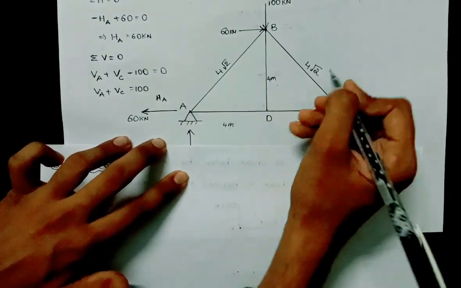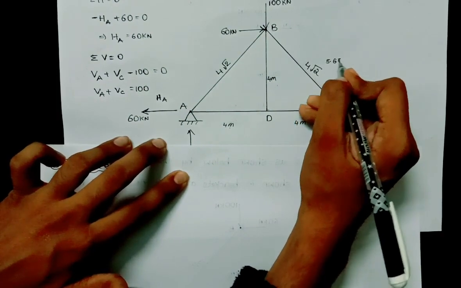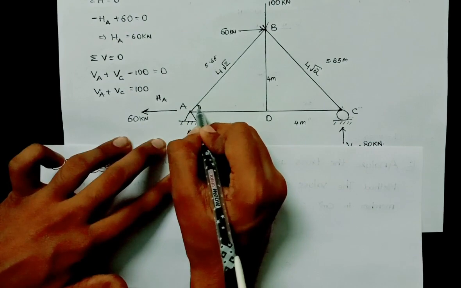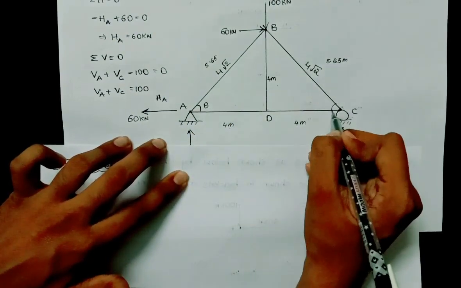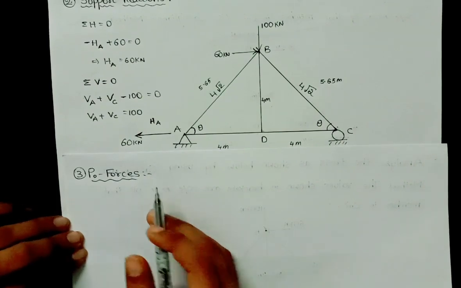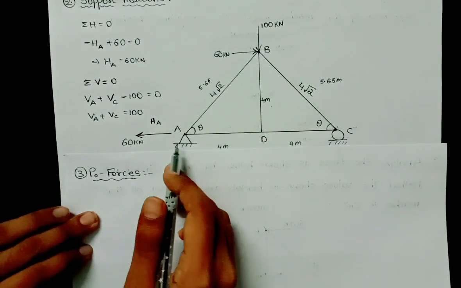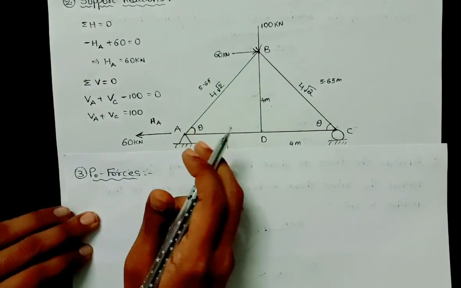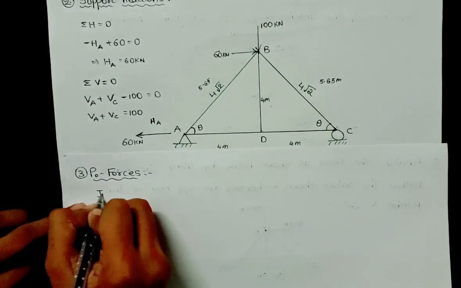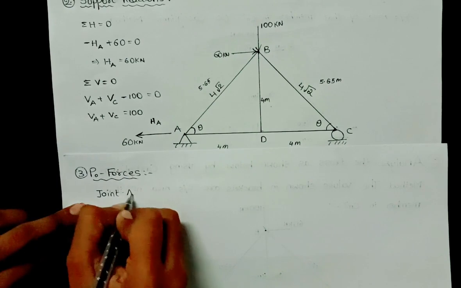In decimals it comes out as 5.65 meters. And consider this angle as theta and this one also as theta. Now by using the method of joints, we should go to each joint and resolve the forces in horizontal and vertical directions. So I am starting with joint A.